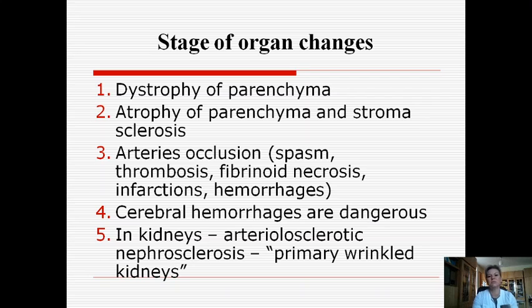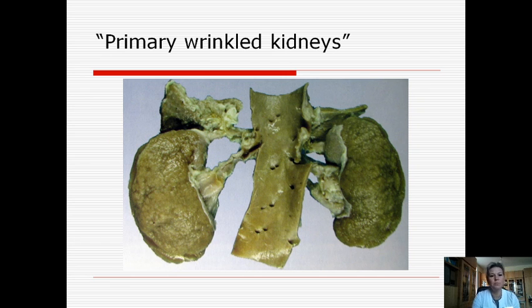And in the third stage, we see dystrophy in the parenchyma of internal organs, atrophy of parenchyma with sclerosis in the stroma, arterial occlusion with spasm, thrombosis, fibrinoid necrosis, infarctions, hemorrhages. What can we see? Cerebral hemorrhages. In the kidneys, appearance of primary wrinkled kidneys as a result of hyalinosis and sclerosis of many glomeruli. Look, in this photo you can see primary wrinkled kidneys.